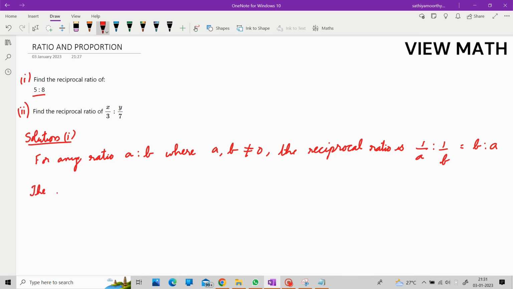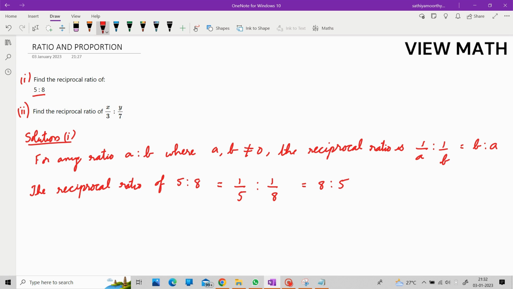The reciprocal ratio of 5:8, where A, B not equal to 0, here 5, 8 is not equal to 0. The reciprocal ratio is 1/A is to 1/B. So the reciprocal ratio of this is 1/5 is to 1/8, which is equal to 8 is to 5. So you can see B is to A. Here 8 is to 5.